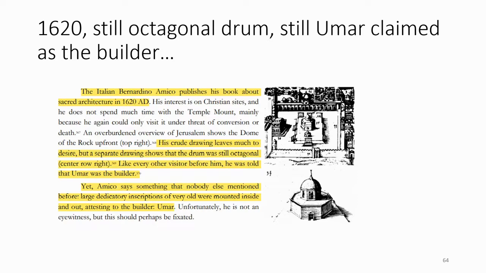Like every other visitor before him, he was told that Umar was the builder. Yet Amico says something that nobody else mentioned before. Large dedicatory inscriptions of very old were mounted inside and out, attesting to the builder, Umar. So there's now inscriptions. No one has mentioned these before, so these must be relatively new. And they're presumably trying to sort out the confusion about who built the Dome of the Rock. Now they're claiming Umar is the one who built it.